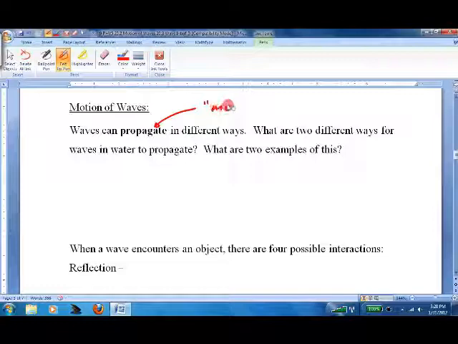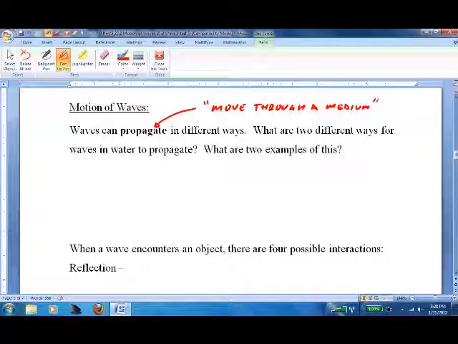Now, what does propagate mean? Literally means move through a medium. The two most common mediums we seem to be using are water and air, but we'll get into those more as we go along. So, what are two different ways for waves in water to propagate? You should know all this. I'm just going over it to make sure you're ready.